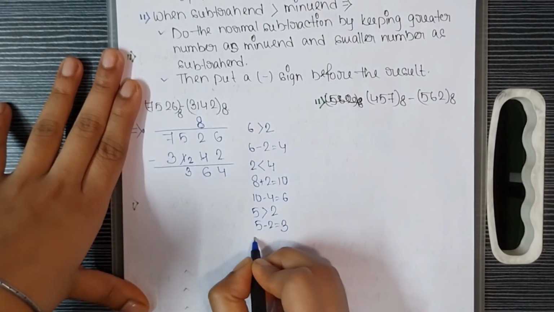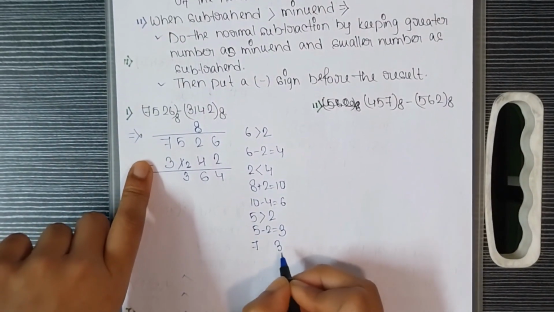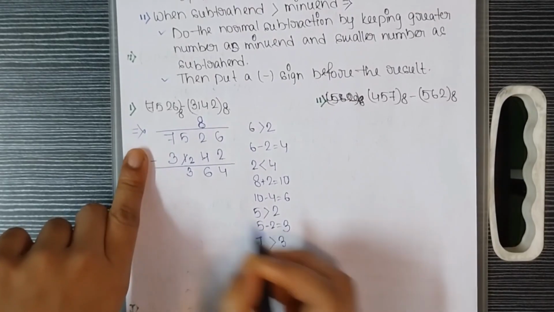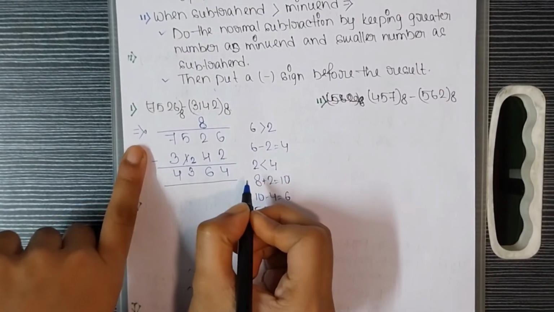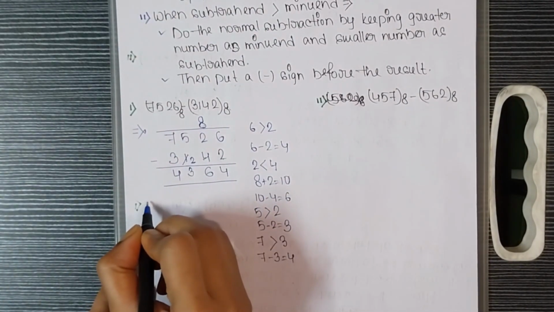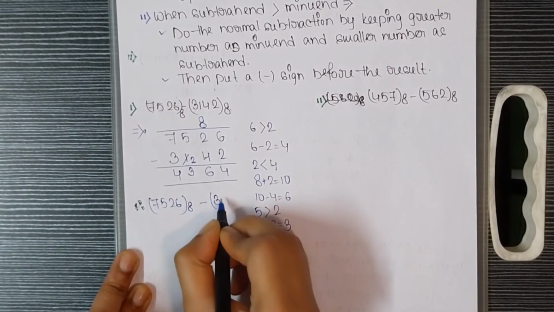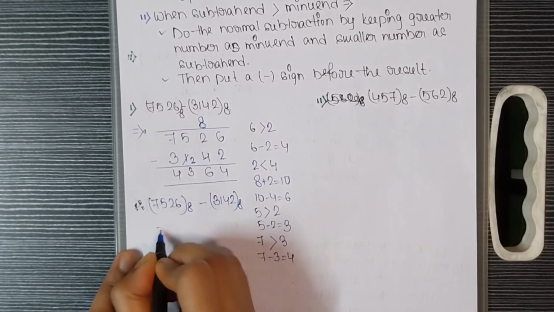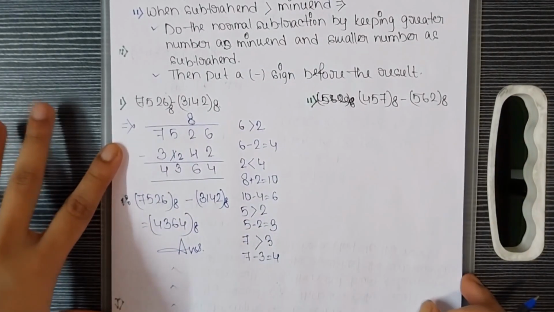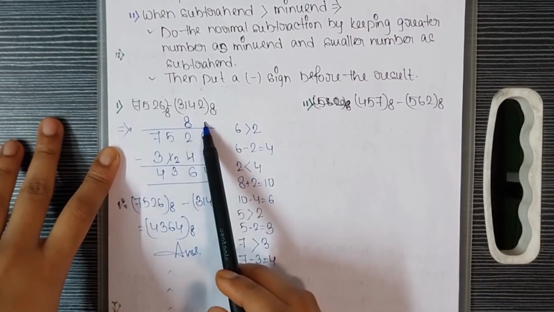And then 7 is the digit of the first number and 3 is the digit of the second number. Here also 7 is greater than 3, so we can easily subtract it, which gives 4. So this is the final result of this subtraction. 75268 minus 31428 will be 43648. So, as you can see, this is the way of solving octal subtraction.